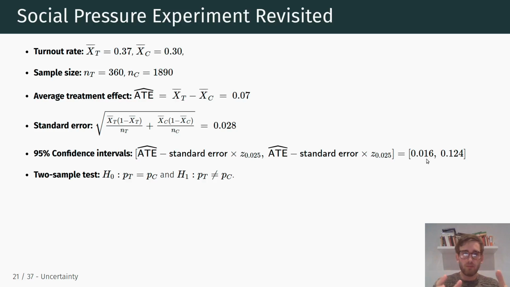So this is an example, as I mentioned, of a two-sample test, where the null hypothesis is that the true population proportion in the treatment group is equal to the true population proportion in the control group, and the alternative hypothesis is that they're not equal to each other.